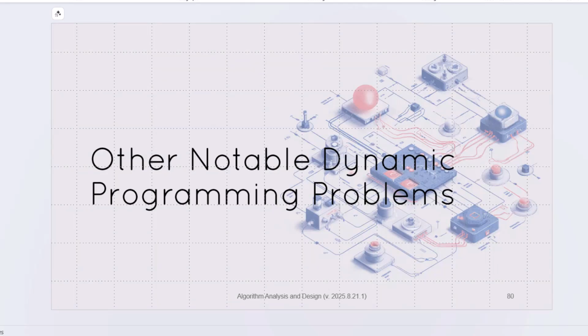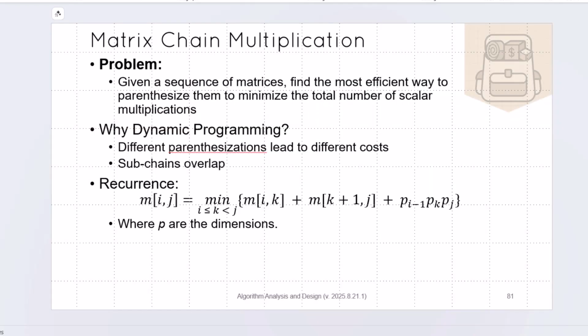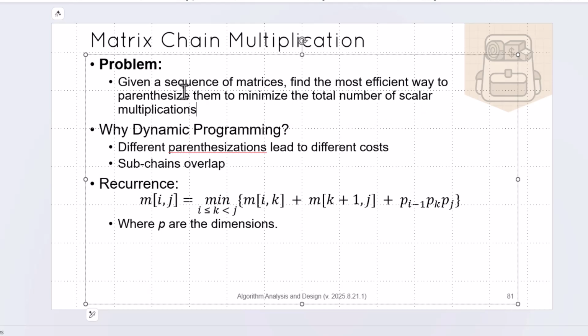Other notable dynamic programming problems. So what do we have here? A problem for matrix chain multiplication. Given a sequence of matrices, find the most efficient way to parenthesize them to minimize the total number of scalar multiplications. Why dynamic programming? Different parenthesizations lead to different costs.